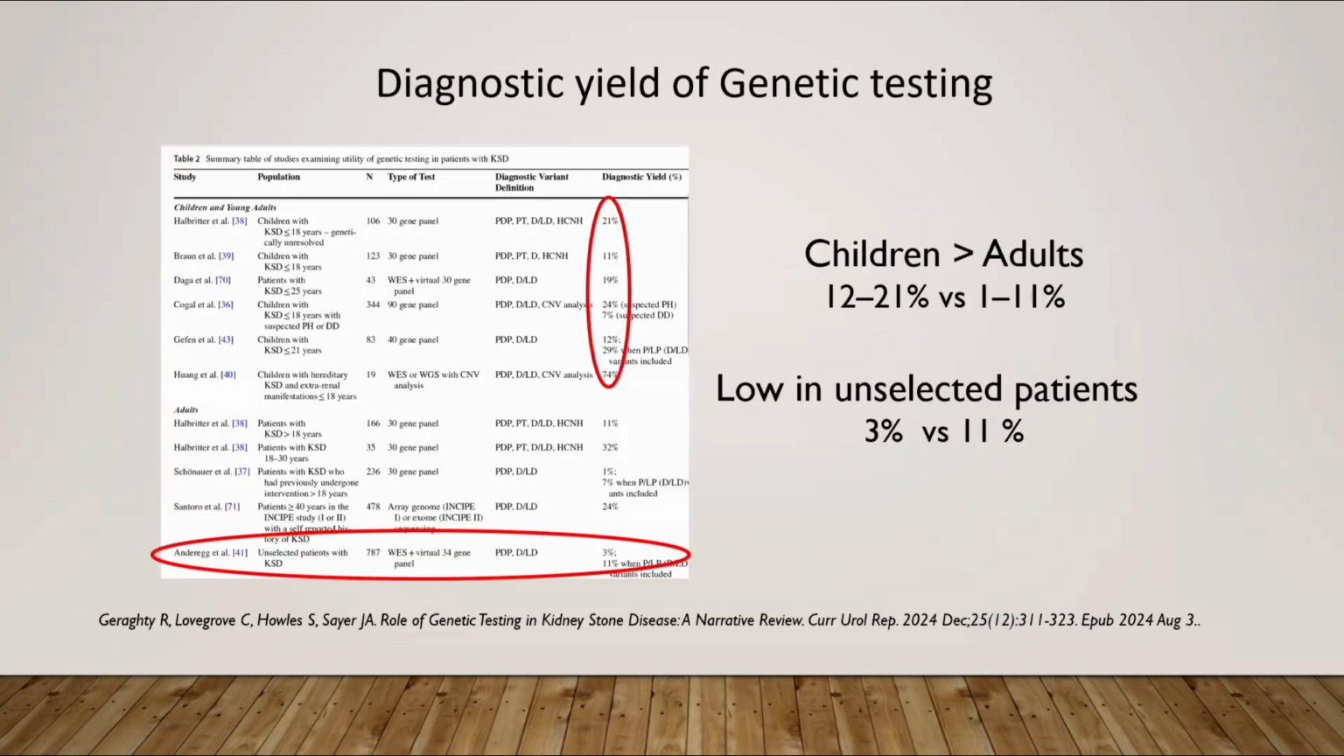Talking about the role of genetic testing, the current clinical evidence for genetic testing in kidney stone disease comprises 9 cohort studies, in which the genetic diagnostic yield is maximum in children and young adults less than 25 years, between 12 to 21%, whilst in adults it ranges from 1 to 11%. In unselected patient cohorts, the yield goes down further, with only 1 to 3% of adults carrying monogenic variants.